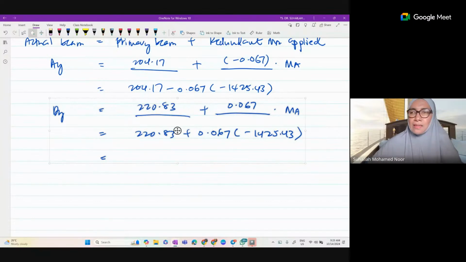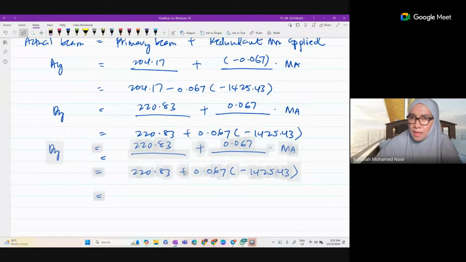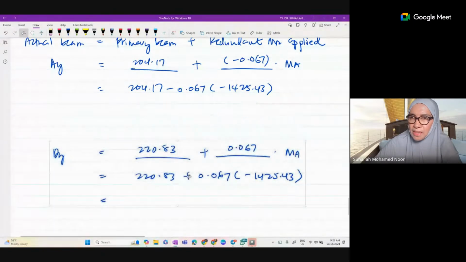Step dia memang panjang sebab kita kena go through all the process. Okay, start dari macam mana calculate reaction, lepas tu writing moment equation. Okay, so please give me the answer for AY and DY.